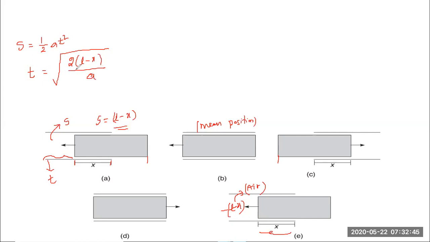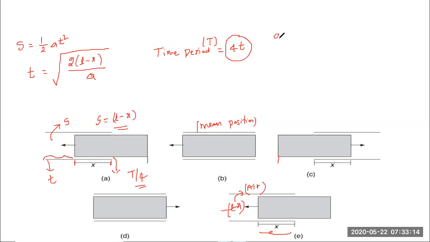Now, after getting the time, the full time period is going to be 4T. Here you can treat T as the one-fourth. Because the time taken from one extreme to the mean position is nothing but T by 4. This you will study in oscillations. Therefore, the total time period is going to be 4T.